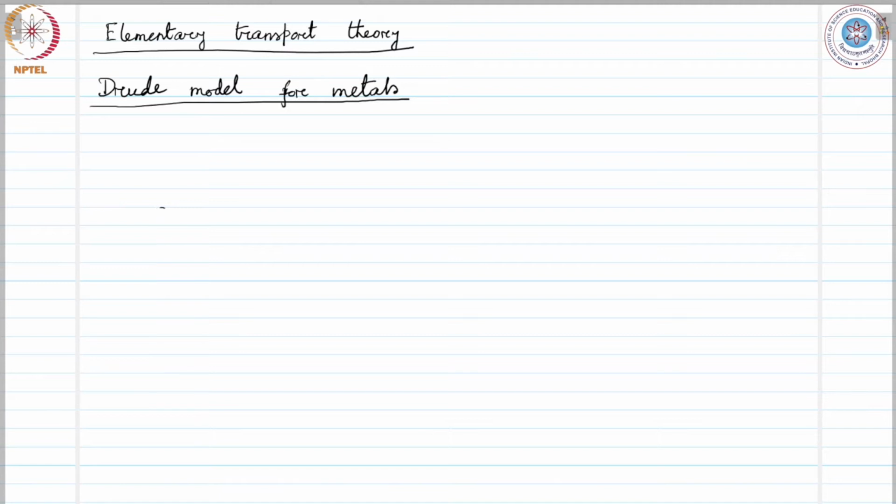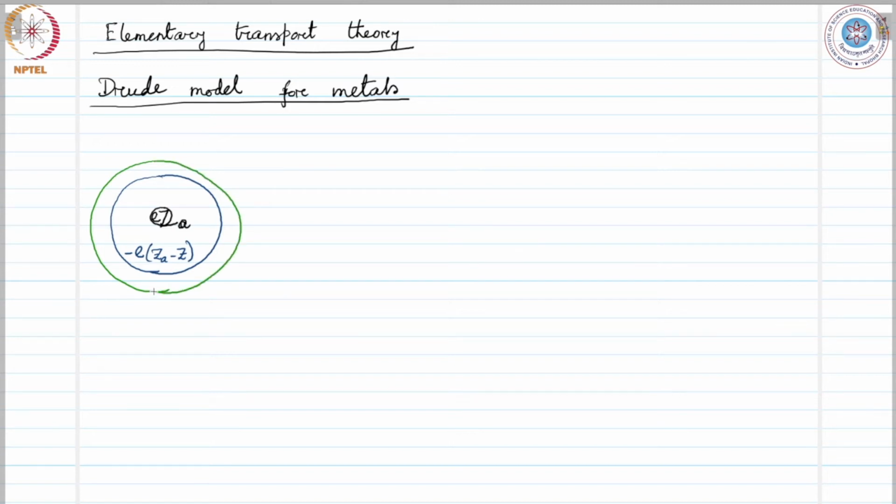An atom may be represented like this. This is the nucleus having a charge, e is the protonic charge and Za is the number of protons in that atom. Here we have the core electrons. If we have Z number of valence electrons, then the number of core electrons would be Za minus Z. Z is the number of valence electrons. So, the charge of these core electrons would be minus e times this. And then we have the outermost region of valence electrons like this, and that will have a charge of minus eZ.